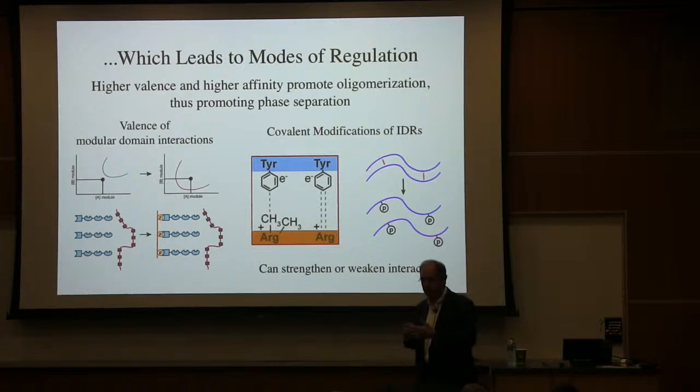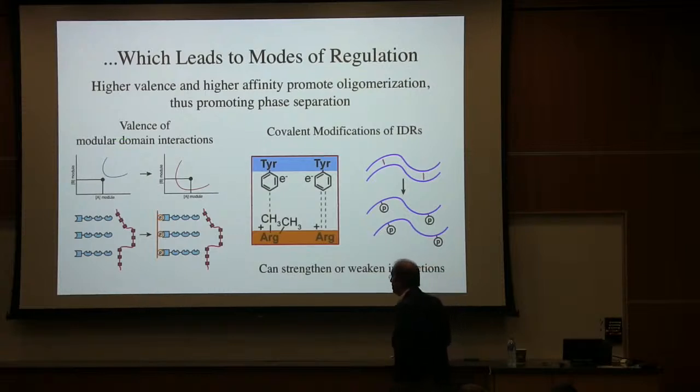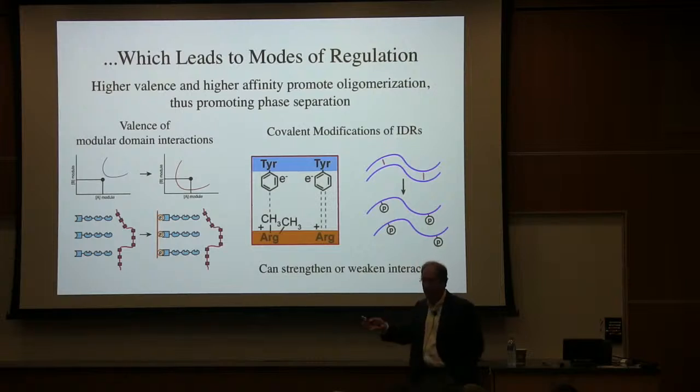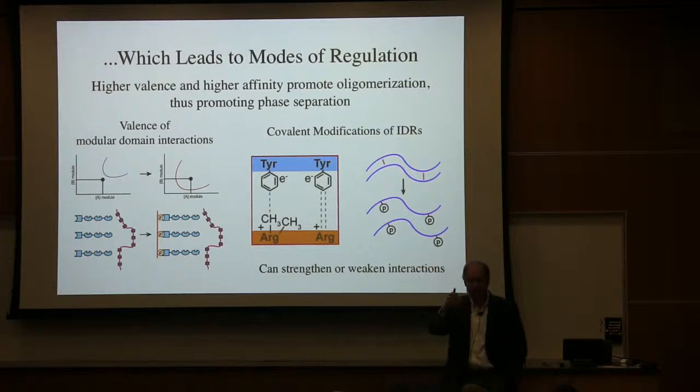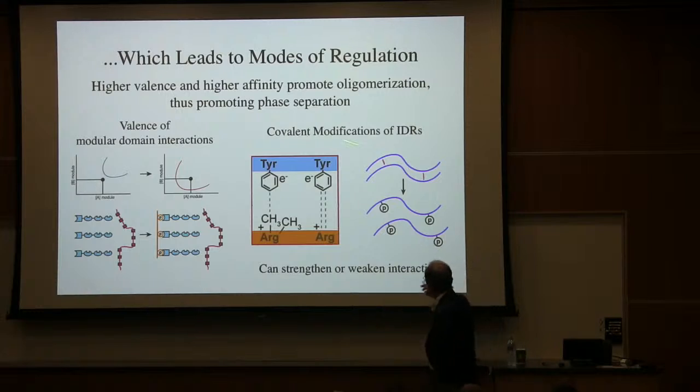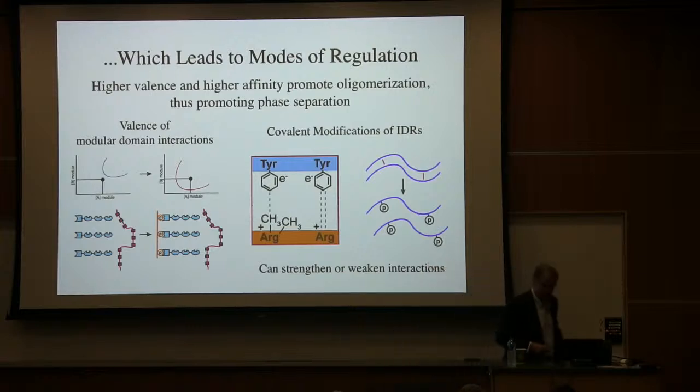This notion of multivalency producing these structures leads very naturally to modes of regulation, because polymer chemistry tells us that higher valence, the larger the number of adhesive elements in a given molecule, as well as higher affinity between the adhesive elements, promote oligomerization and thus promote phase separation. I spent a lot of time yesterday talking about a system here on the left that regulates actin assembly, where changes in phosphotyrosine are effectively changes in valence and drive phase separation. And there are a lot of other examples in the literature for disordered proteins being regulated this way.